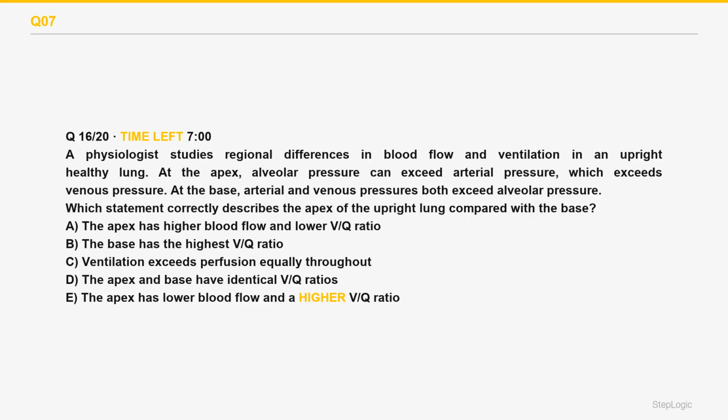Which statement correctly describes the apex of the upright lung compared with the base? A physiologist studies regional differences in blood flow and ventilation in an upright healthy lung. At the apex, alveolar pressure can exceed arterial pressure, which exceeds venous pressure. At the base, arterial and venous pressures both exceed alveolar pressure.